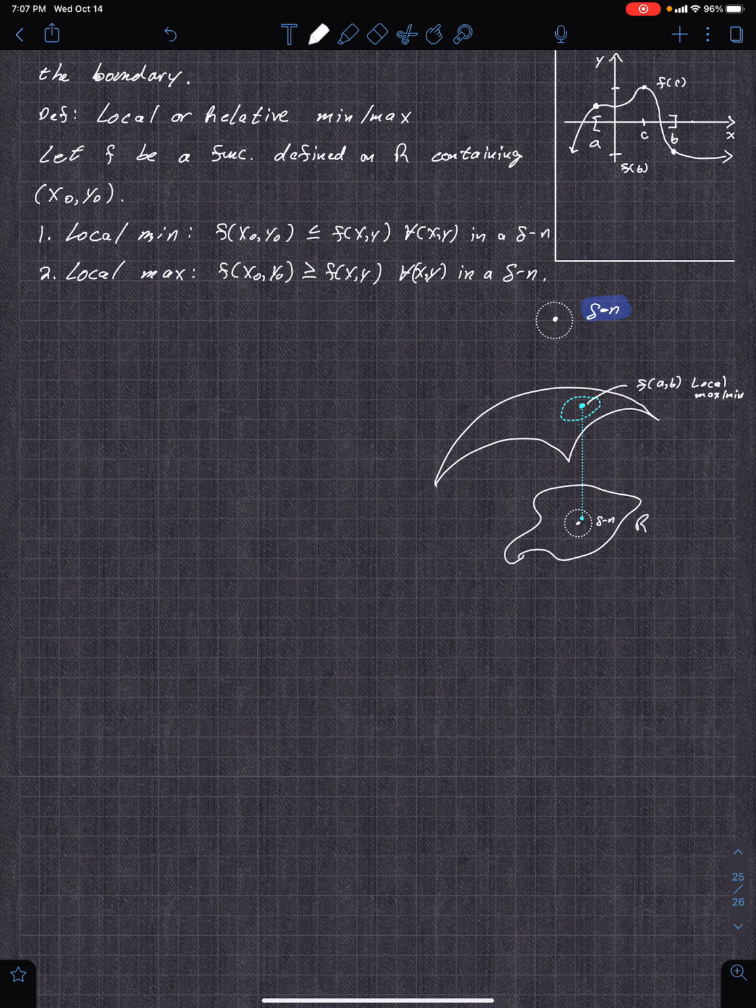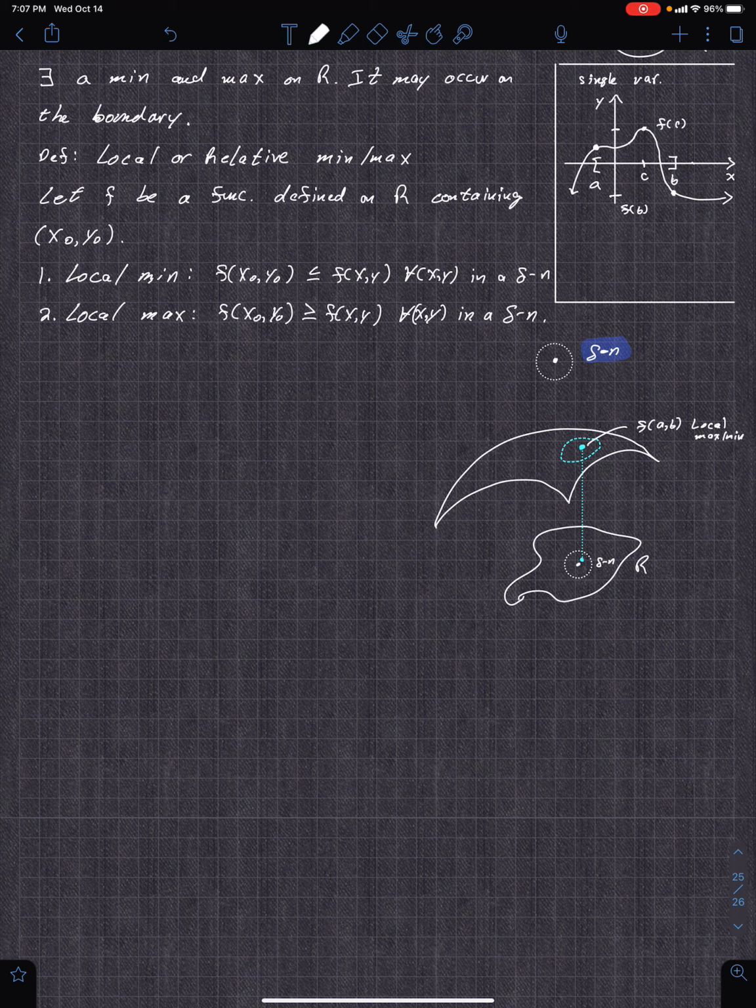I'm just leaving some more space on the notes. In other words, let's define next the critical point. Similarly defined as in Calc 1. This class actually has more in common with Calc 1 than Calc 2, like the progression through the course.